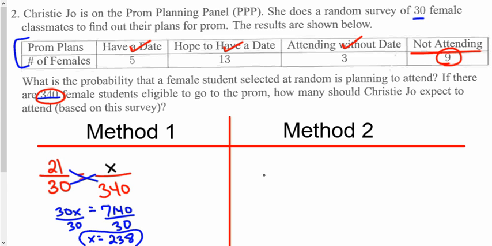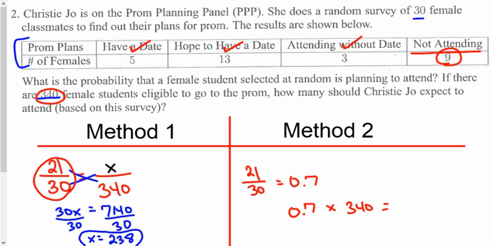Now, for the second method, again, it would be turning to percentage, and it's all about using that ratio from the survey. We said 21 out of 30 were planning to go, and if we turn that into a decimal, we very quickly see that that would be the same as 70% or 0.7. So if I said, what's 70% of 340, or 0.7 times 340, we would get the exact same answer of 238.